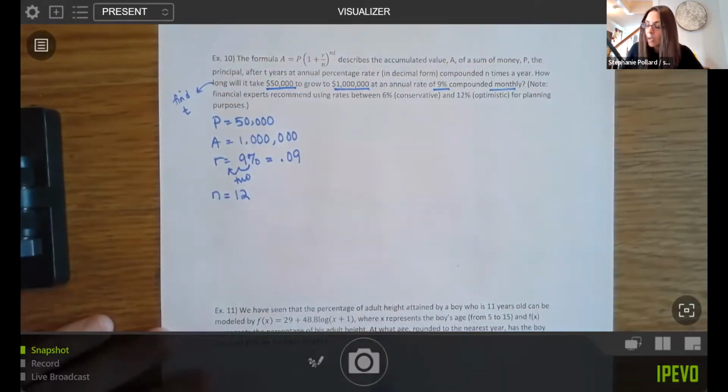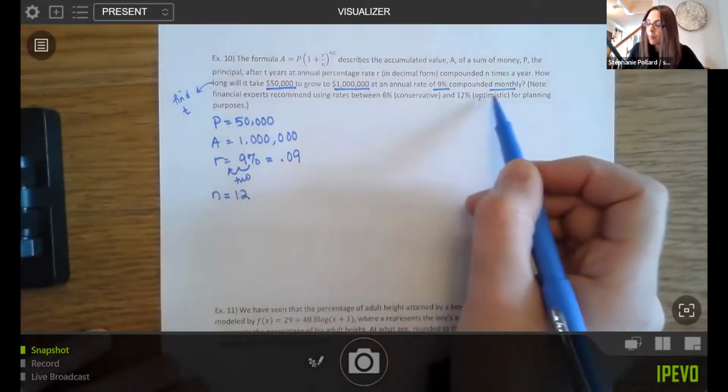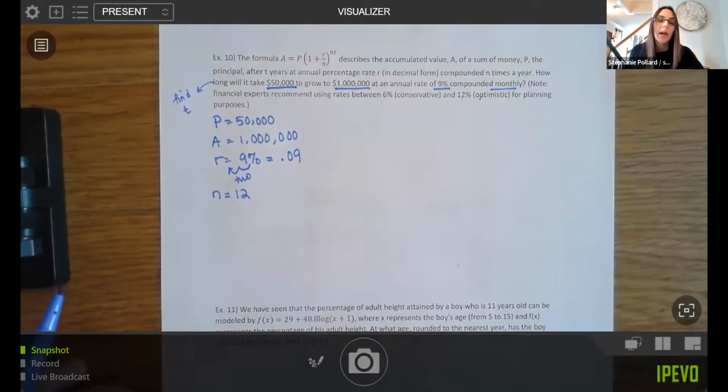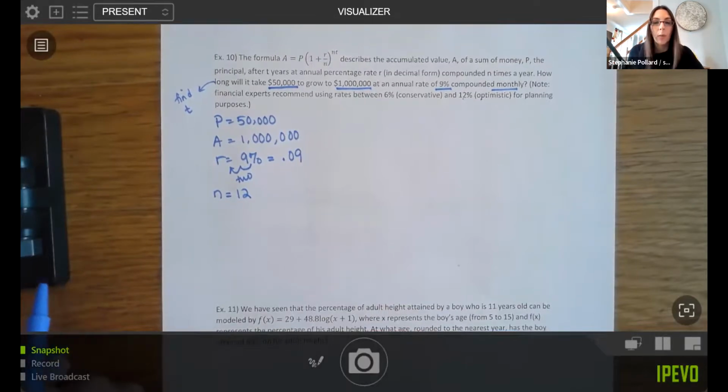Now, as a little side note, financial experts do recommend using rates between 6%, being very conservative, and 12% being optimistic for planning purposes. So when you are ready to start thinking about your retirement, or if you're investing in the stock market, you want to think of those as very long-term investments, not short-term. So typically when we plan for retirement, we're planning for 20 years, 30 years, 40 years, etc. So long-term investments. And most of the time, people do tend to make between 6% and 12% overall. 10% seems to be a pretty good average, historically speaking.